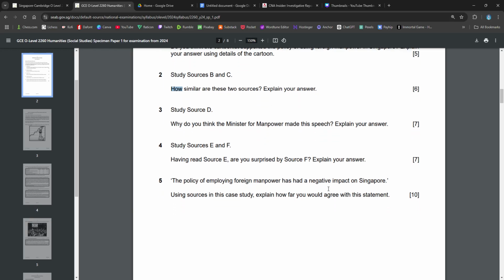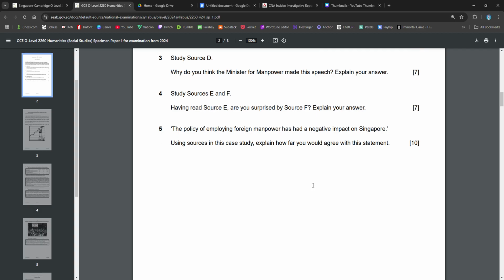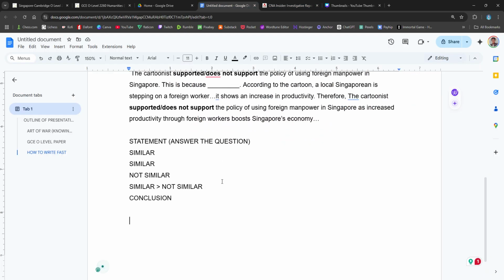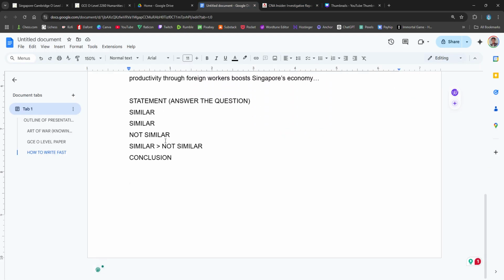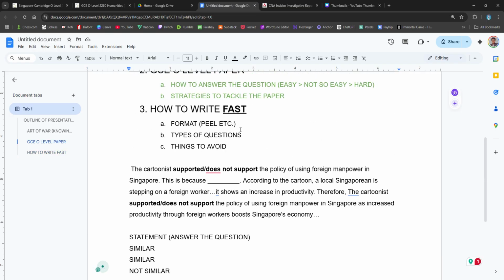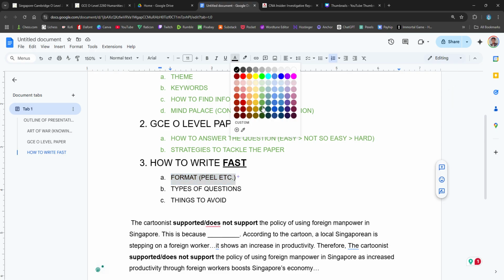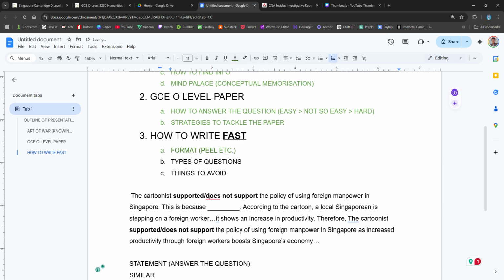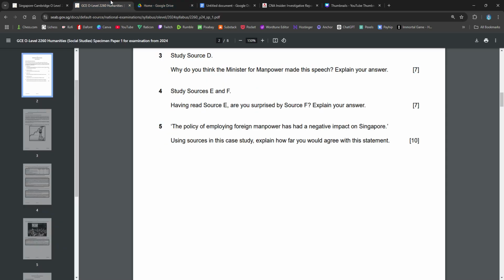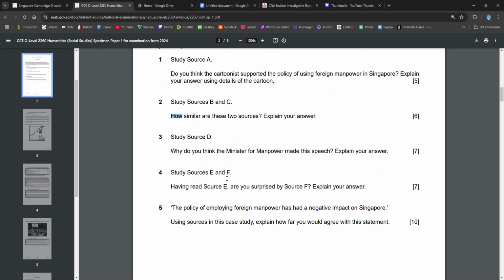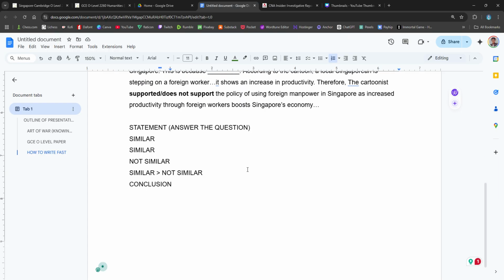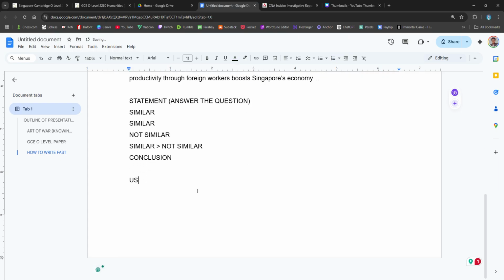Now, how far would you agree? Same concept. I'm not going to go through it. Okay, so that's it. You have the statements, similar, not similar, stuff like that. Okay. Now we have gone through the formatting. Now we're going to be talking about the types of questions. I went through some of them. Some of them are not mentioned in this paper. I'll be sharing with you. One of them is called usefulness.